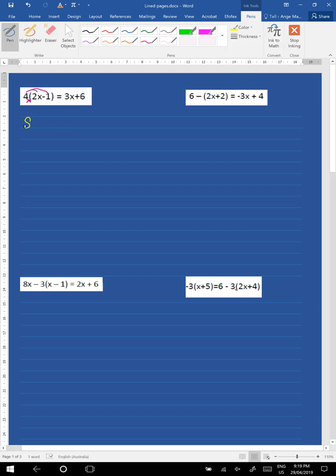Okay, so we put 8x there. And 4 times negative 1, a positive times a negative is minus, 4 times 1 is 4. And that equals, on the other side, we haven't changed it, we've just got our 3x. Now the aim of the game is we want our x's together and our non-x's together. So I need to move this 3x over the other side.